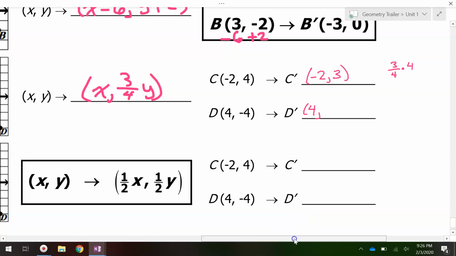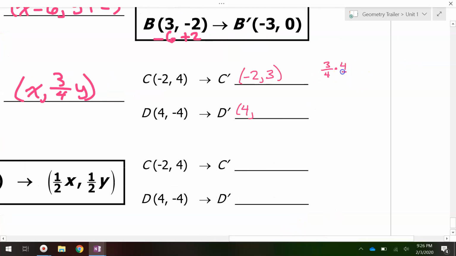The slightly longer way is to go, okay, this is 4/1. 3 times 4 is 12. 4 times 1 is 4. 12 divided by 4 is 3. All right, that gets you the same answer, but it's a lot quicker just to realize that these will cancel out. Now, if I do the same thing with -4, I'm just going to get -3 instead of +3. So that's it. So now I have C prime and D prime.